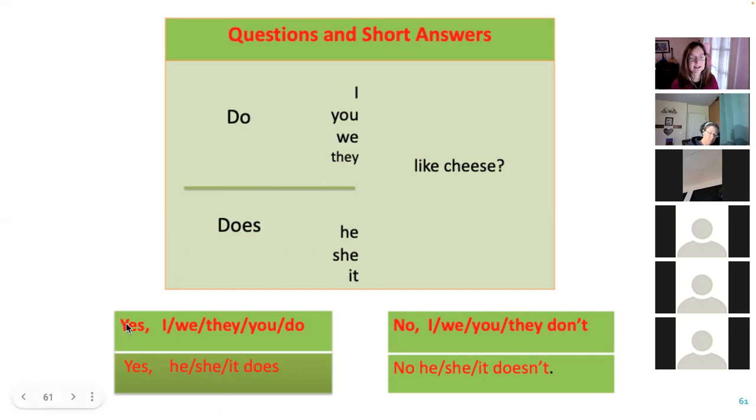The short answers will be yes, I do. Yes, he does. No, I don't. Or no, he doesn't. We can also make those longer. We could put like cheese. So yes, I do would be a fine short answer, but you could also expand it and say, yes, I do like cheese. Yes, he does, or yes, he does like cheese.